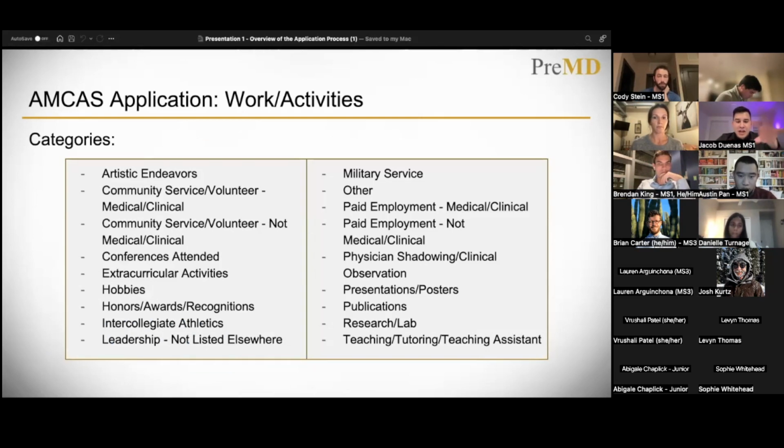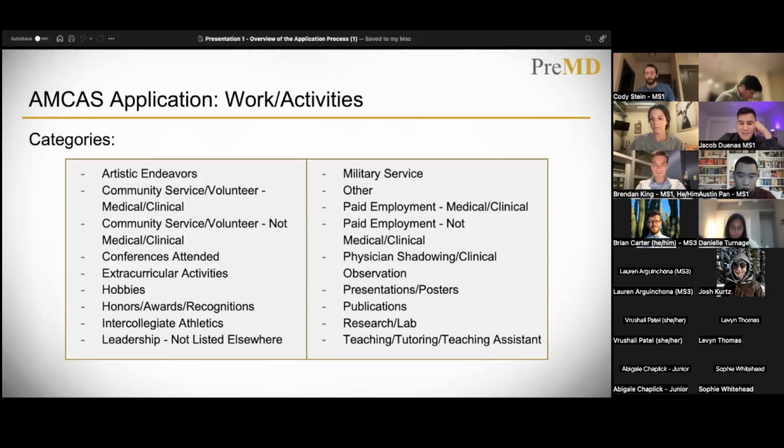And these are the big general categories. Every activity you do, you'll have to categorize it, and these are some of the categories that you can put. As you can see, there's a pretty wide range of things. And if for some reason it doesn't fall under any of these, you can just put it as other.